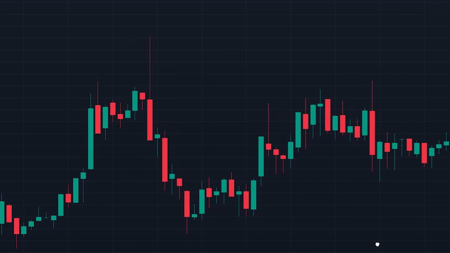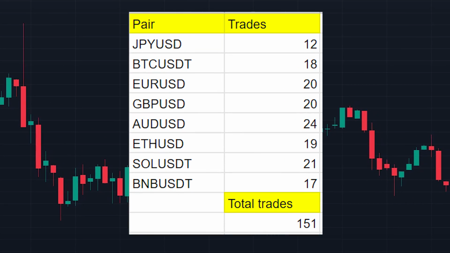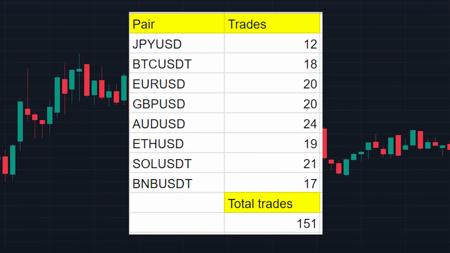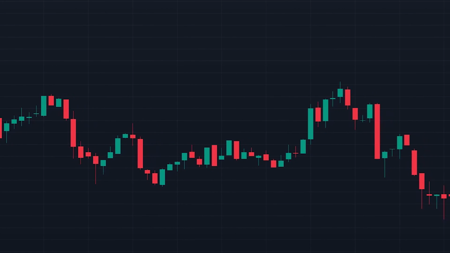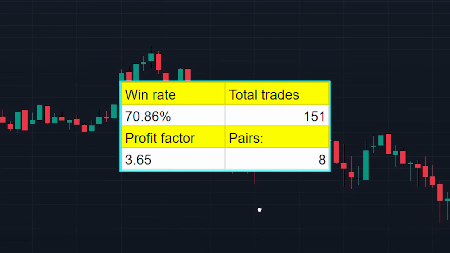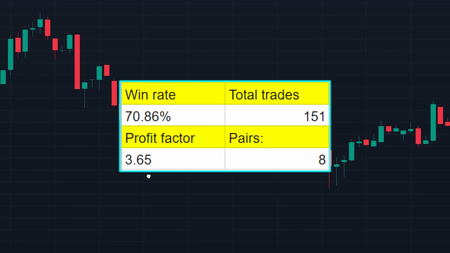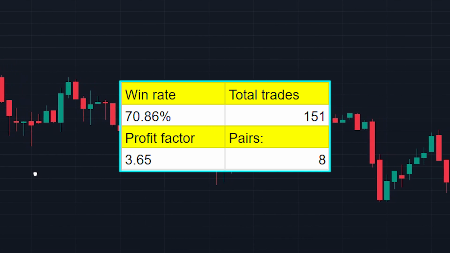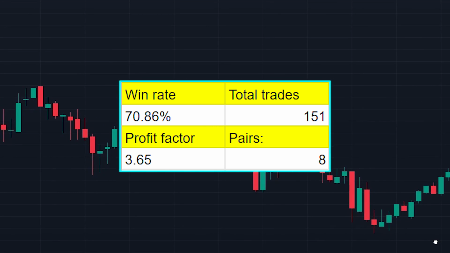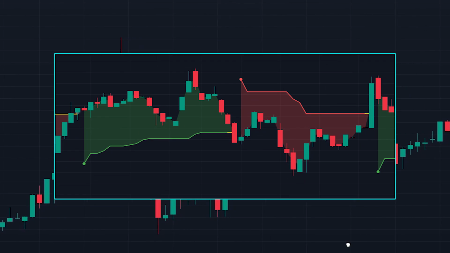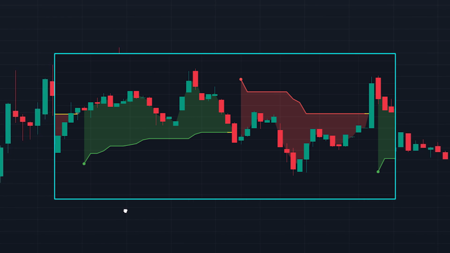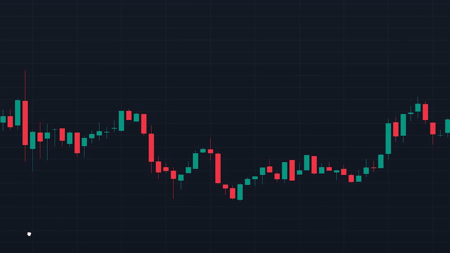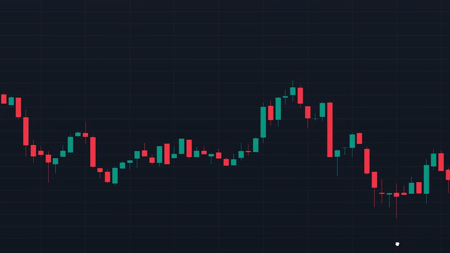We backtested the strategy on all of these assets to make sure that the strategy can be used with most popular trading pairs. We ended up taking a total of 151 trades. The strategy ended up having an average win rate of 70.86% along with a profit factor of 3.65. Overall, this improved Supertrend Indicator combined with this strategy performs a lot better than the old Supertrend Indicator because it is a lot more versatile and it can be used in a lot more different ways.